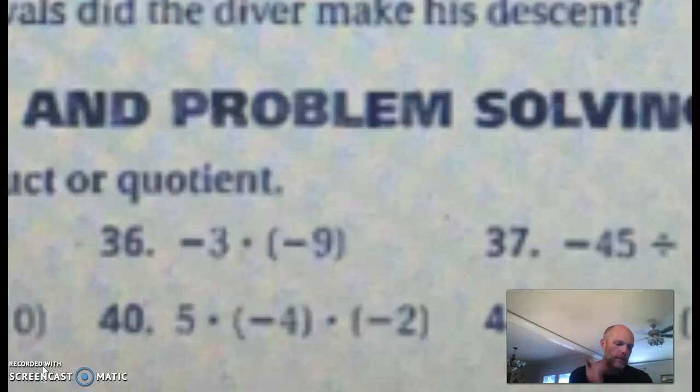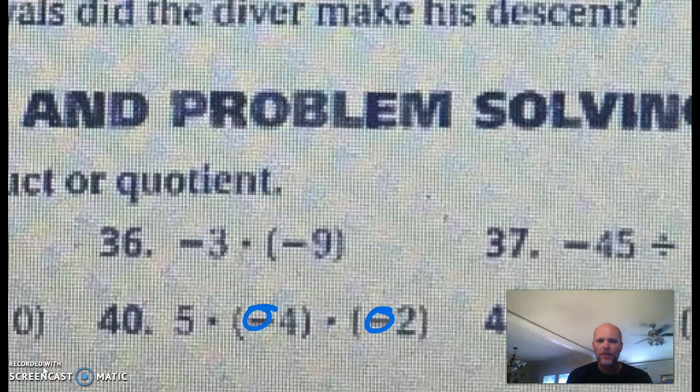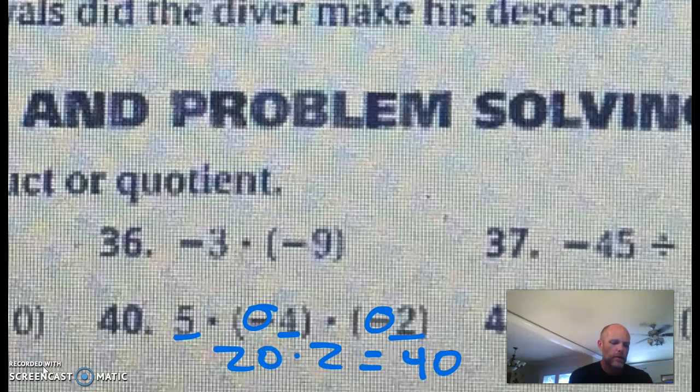Let's look at number 40. How many negatives do you see? I see 1, I see 2. That means the answer is going to be positive. So I can just do 5 times 4 times 2. 5 times 4 is 20, and 20 times 2 is 40. So it is a positive 40.